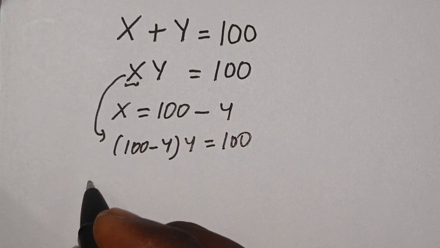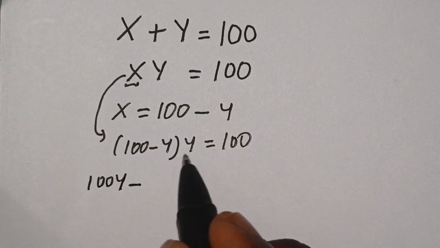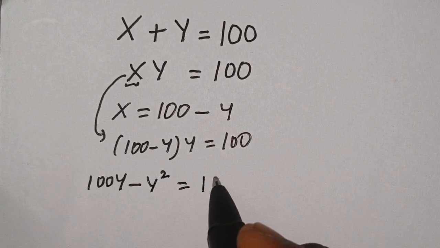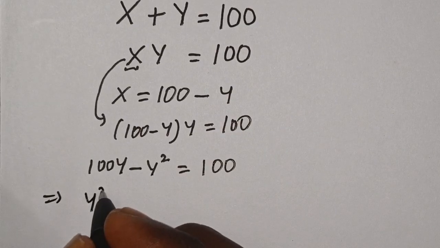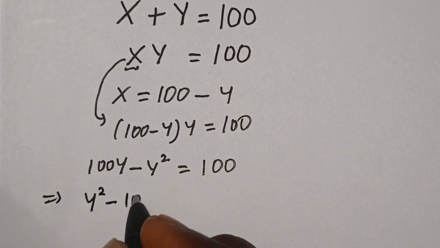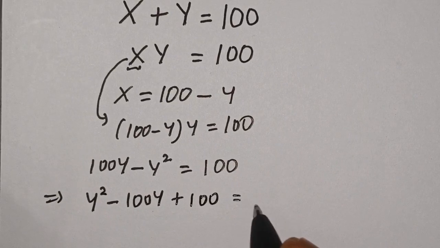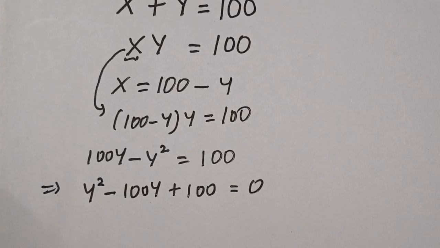100 times y, 100y minus y times y, y square, equal to 100. This implies that y square minus 100y plus 100 is equal to 0. By rearranging this equation, let's continue.